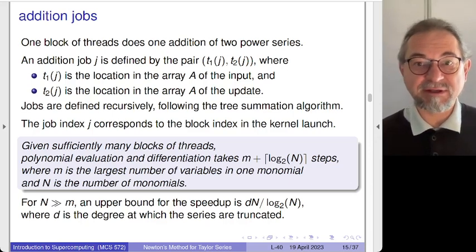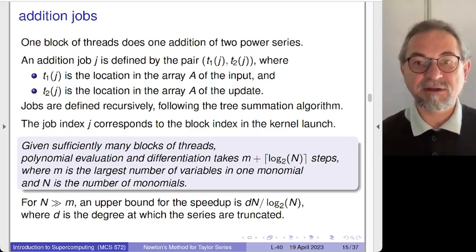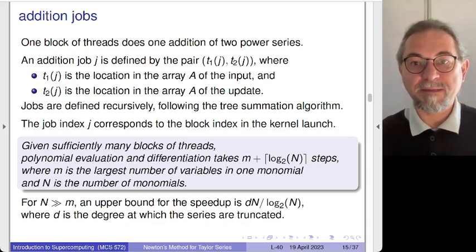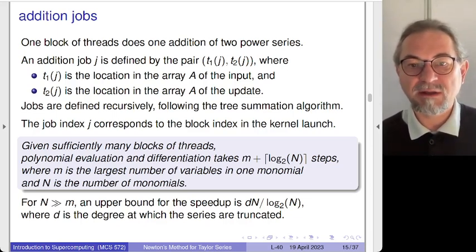Addition jobs are done as well in this way. So we've seen the tree-based algorithms for the addition jobs. Here the addition jobs are, essentially, updates of the convolution job. The tree summation algorithm is running on blocks of threads, so there is also no thread divergence here.